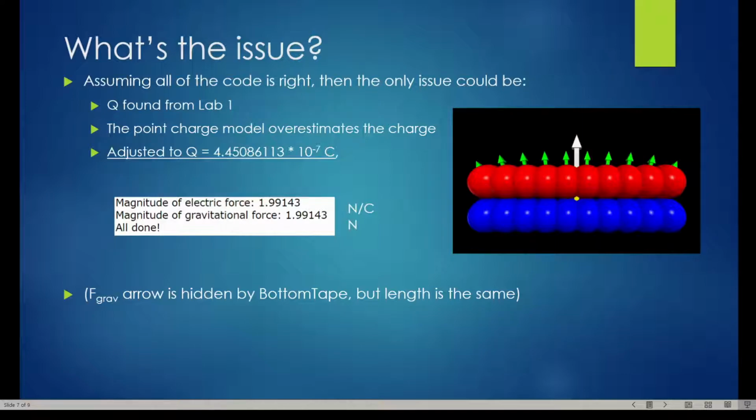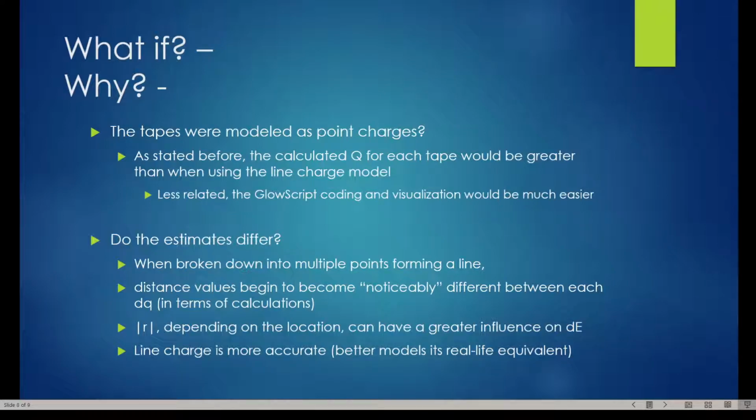When the charge is reduced down to about 4.45 times 10 to the negative 7th coulombs, the gravitational and electric forces balance out, and then uphold Newton's second law. So, what if the tapes were modeled as point charges? As seen from the first lab and as was just shown, the charge on each tape would be overestimated. And on a less related note, the coding would be much easier just having 2 point charges.